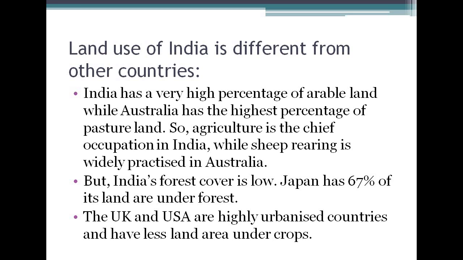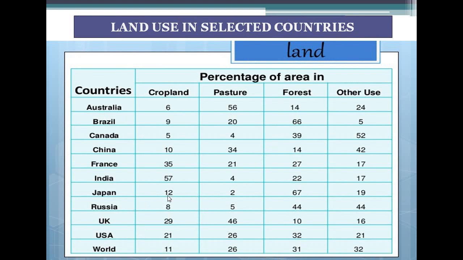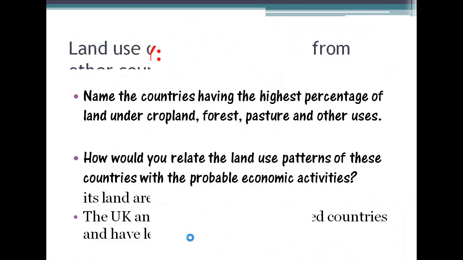Then we have the UK and USA, which are highly urbanized countries and have less land area under crops. Here we are talking about the UK and USA. With the help of the table you can see that these are more urbanized countries, so the cropland areas are less. It means that the agricultural land areas are less.